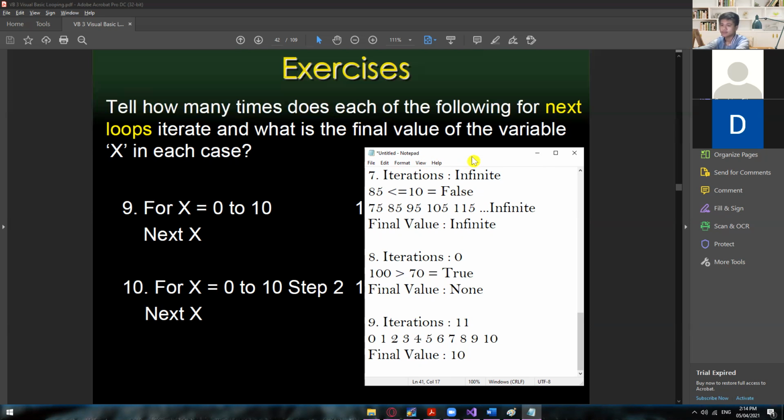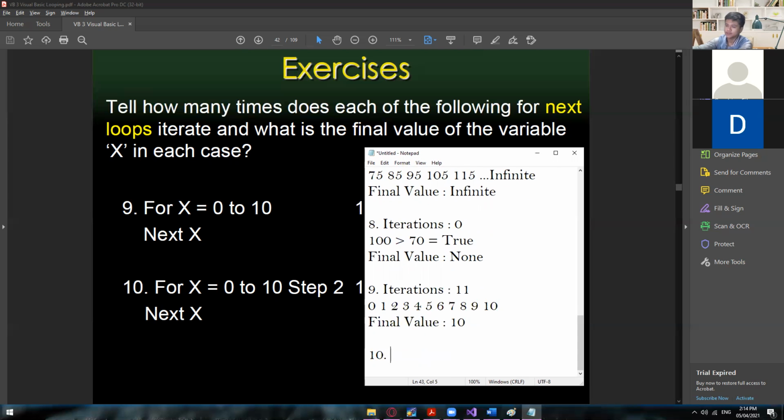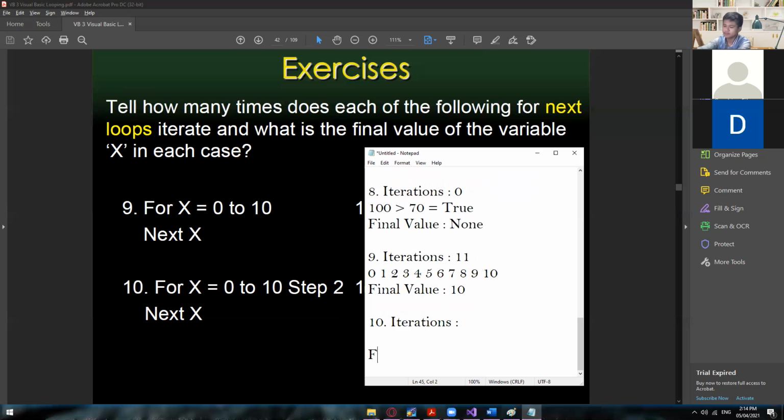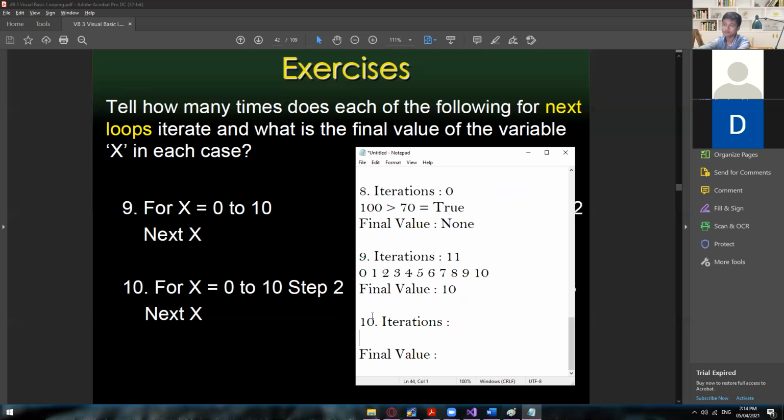How about number 10? Could you guys please answer number 10? How many times will it iterate, and what is the final value? So we have an initial value of 0 and it's incrementing by 2. So 0 plus 2 is 2, plus 2 is 4, plus 2 again is 6, 8, and then 10. If you count the starting 0, we have 6 iterations and then the final value is 10.